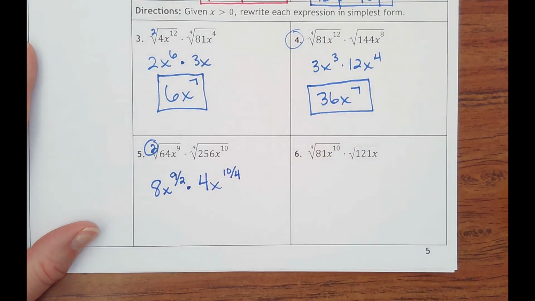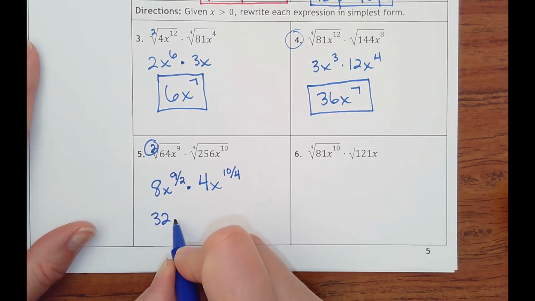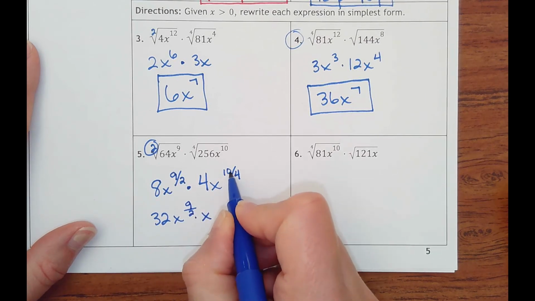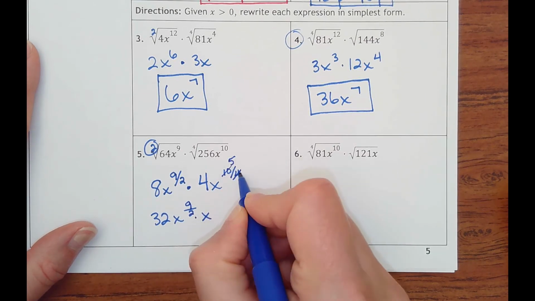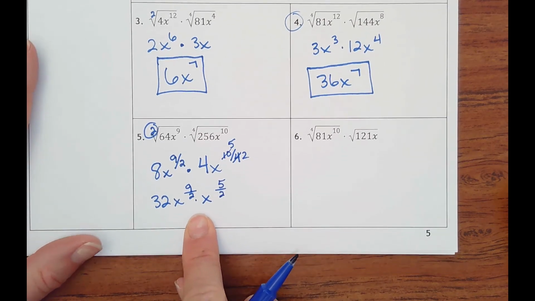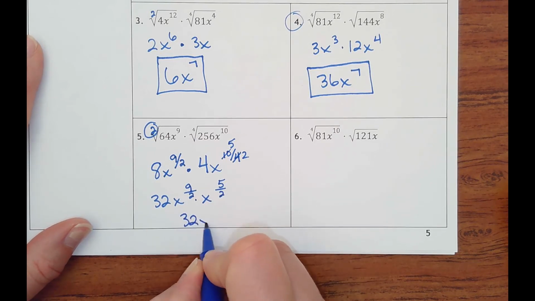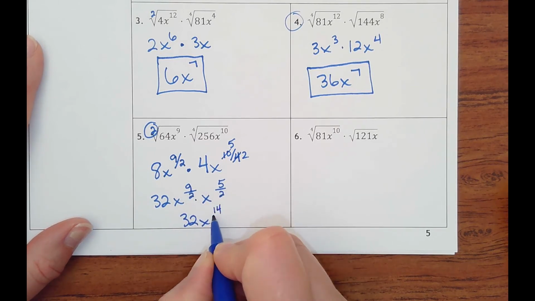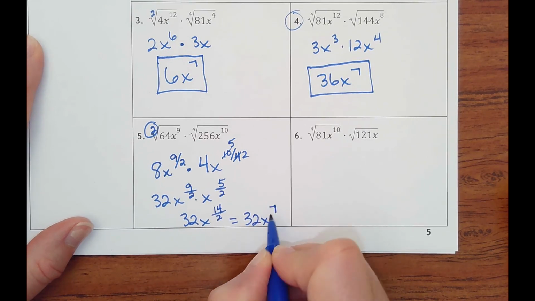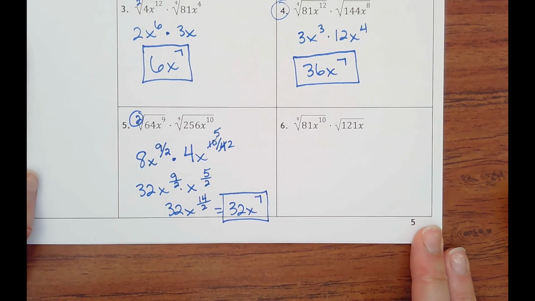And then 10/4 is my power. Anything I can reduce, I have to do that. So first I've got 8 times 4 is 32. X to the 9 halves times x to the, divided by 2, that'd be 5 halves. And what is our rule when we multiply exponents? We add the power. So you're adding 9 halves plus 5 halves, which is 14 halves. And 14 divided by 2 is actually just 7. So it's 32x to the 7th power. Still comes out nice. Just takes a little work.